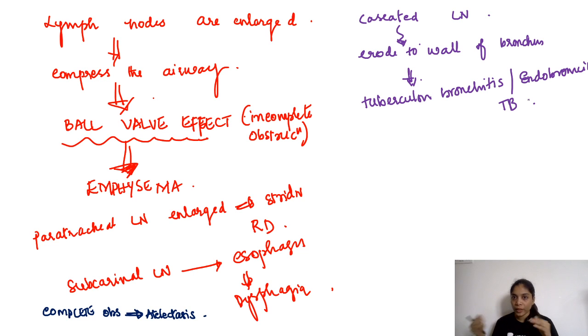The discharge from the lumen can lead to bronchial dissemination. All this discharge can enter the entire part of the lung. So if a lymph node affected by tuberculosis erodes the wall of the bronchus, it in turn leads to tuberculous bronchitis and endobronchial TB. This is one of the ways the tuberculosis spreads in the body. Another way is by hematogenous spread.